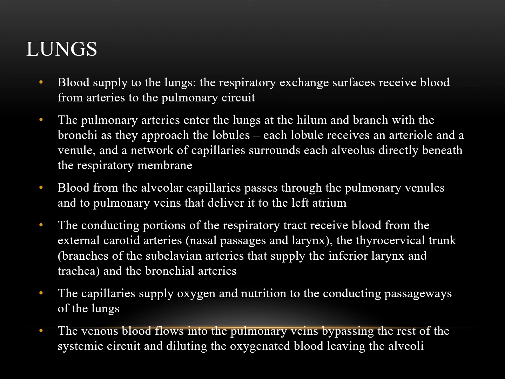atrium. The conducting portions of the respiratory tract receive blood from the external carotid arteries, which supply the nasal passages and larynx. The thyrocervical trunk, branches of the subclavian arteries, supplies the inferior larynx and trachea, and the bronchial arteries. The capillaries supply oxygen and nutrition to the conducting passageways of the lungs. The venous blood flows into the pulmonary veins, bypassing the rest of the systemic circuit and diluting the oxygenated blood leaving the alveoli.